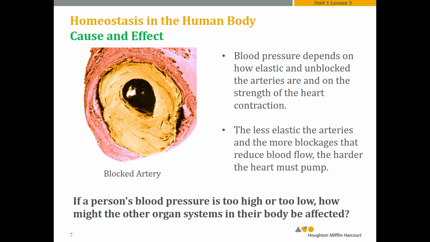Another example is blood pressure. It depends on how elastic and unblocked the arteries are and on the strength of our heart contraction. Less elastic arteries and more blockage reduce the blood flow, and it becomes harder for the heart to pump this blood. If a person has blood pressure that is too high or too low, how much will the other organs in the body be affected? If the arteries are not able to pump the normal amount of blood, all our other body systems will be affected because they are not able to get enough oxygen and enough nutrients.